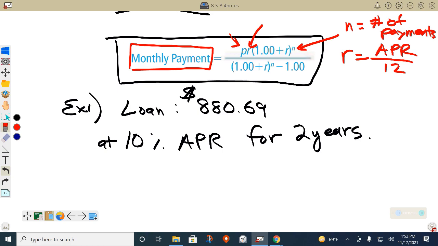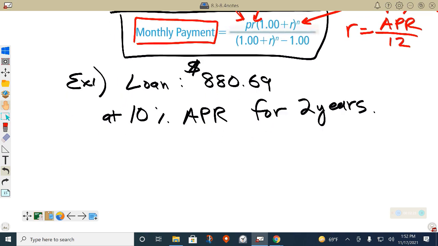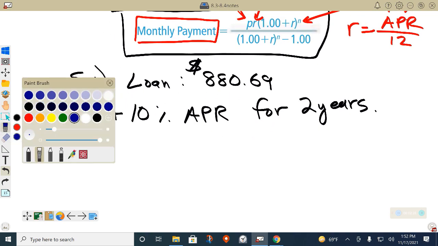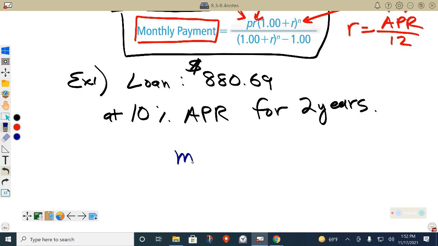P is a loan. R is the rate divided by 12, but as a percent decimal, the numerator is going to be a decimal, the APR divided by 12. And then N is the number of payments that Doug is required to pay the dang phone off. Let's see what happens. Here we go. MP, monthly payment is, here we go.